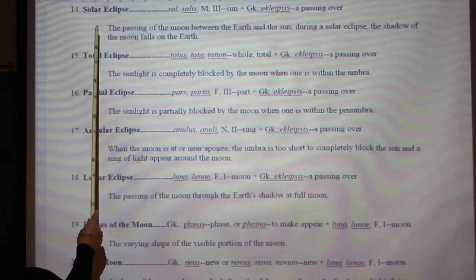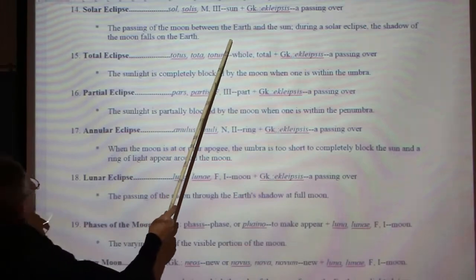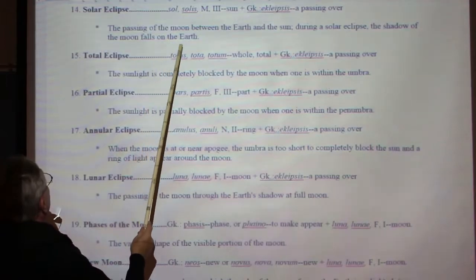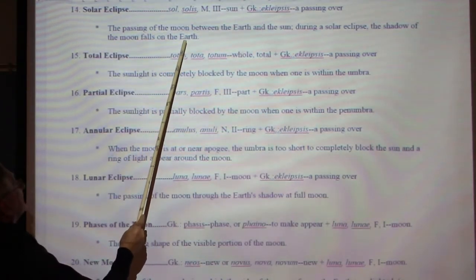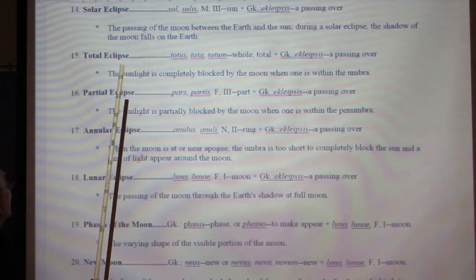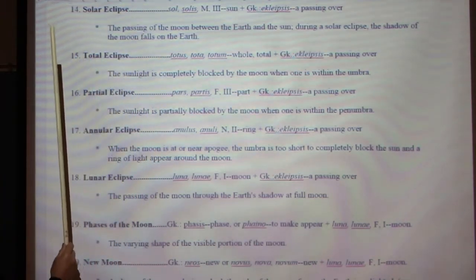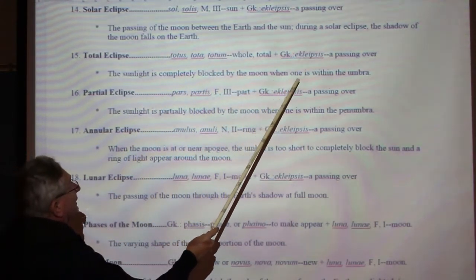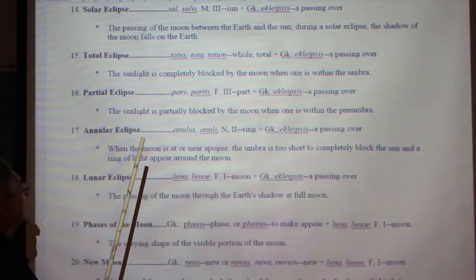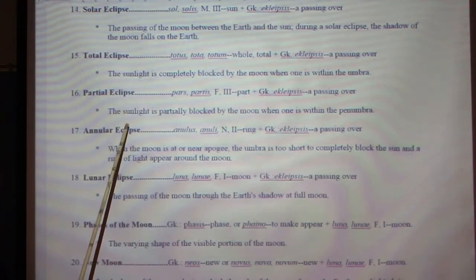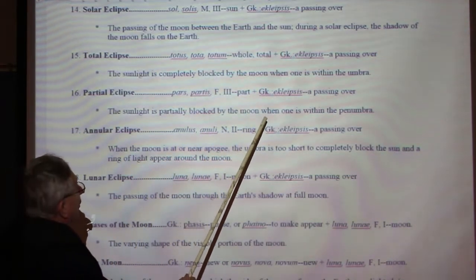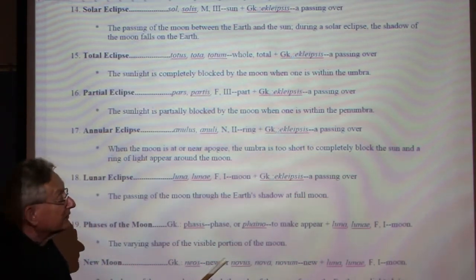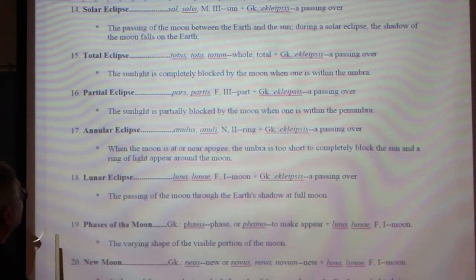So, solar eclipse: the passing of the moon between the Earth and the sun. During a solar eclipse, the shadow of the moon falls on the Earth, and if you happen to live in that dark shadow, in the umbra part of it, you have a total eclipse. The sunlight is completely blocked by the moon when one is within the umbra. Then a partial eclipse: the sunlight is partially blocked by the moon when one is within the penumbra, and you can see that diagram in your book, the difference between the umbra and the penumbra.